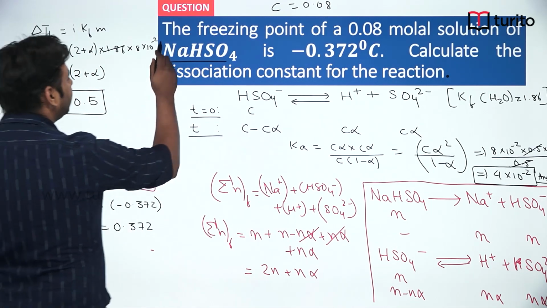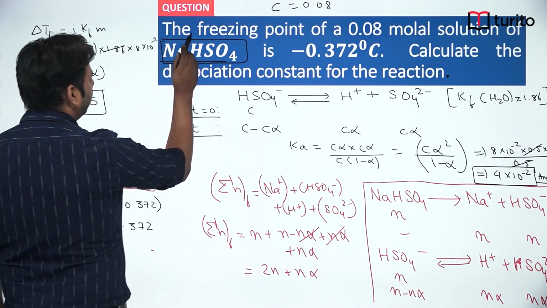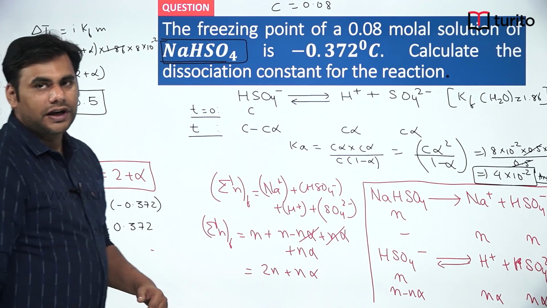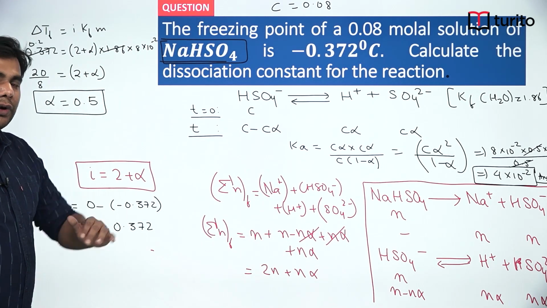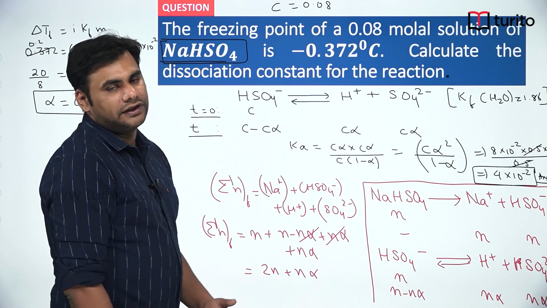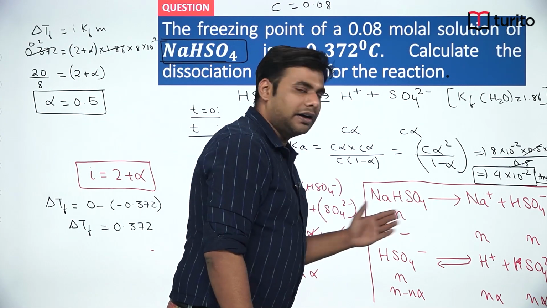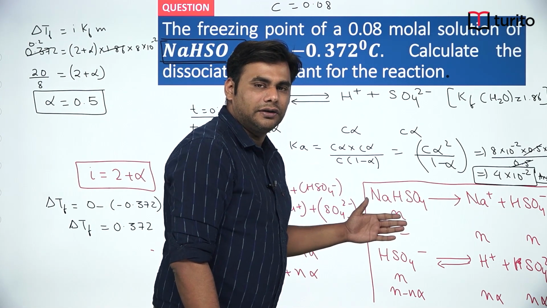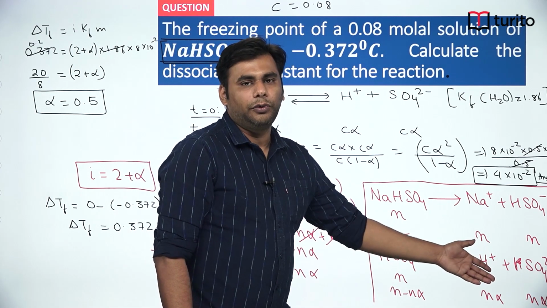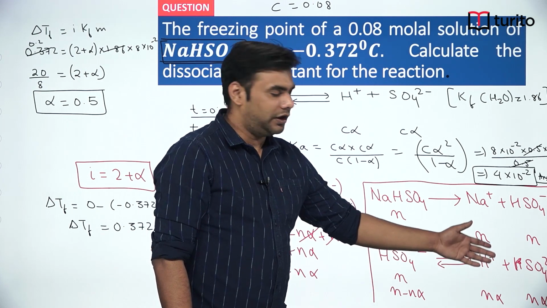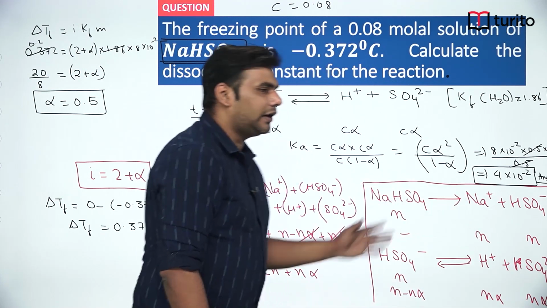The art was just finding out the Van't Hoff factor of this. Now NaHSO4 is an ionic compound, so it will break into Na plus and HSO4 negative. Now HSO4 negative will further break into H plus and sulfate ion. The first is a complete dissociation reaction, because it's an ionic compound. HSO4 negative attains an equilibrium with the sulfate ion and H plus. So we need to calculate the Van't Hoff factor for the system.